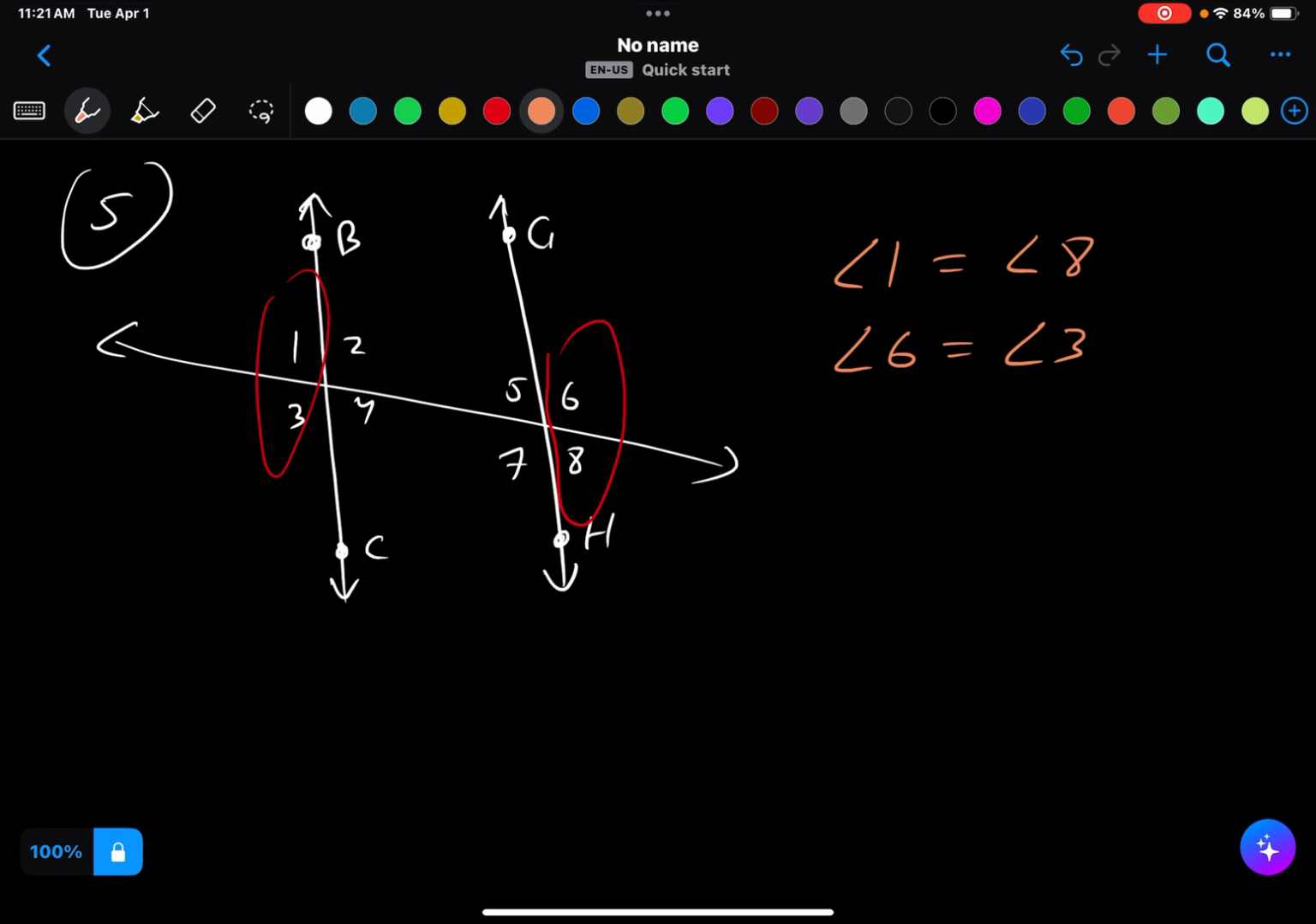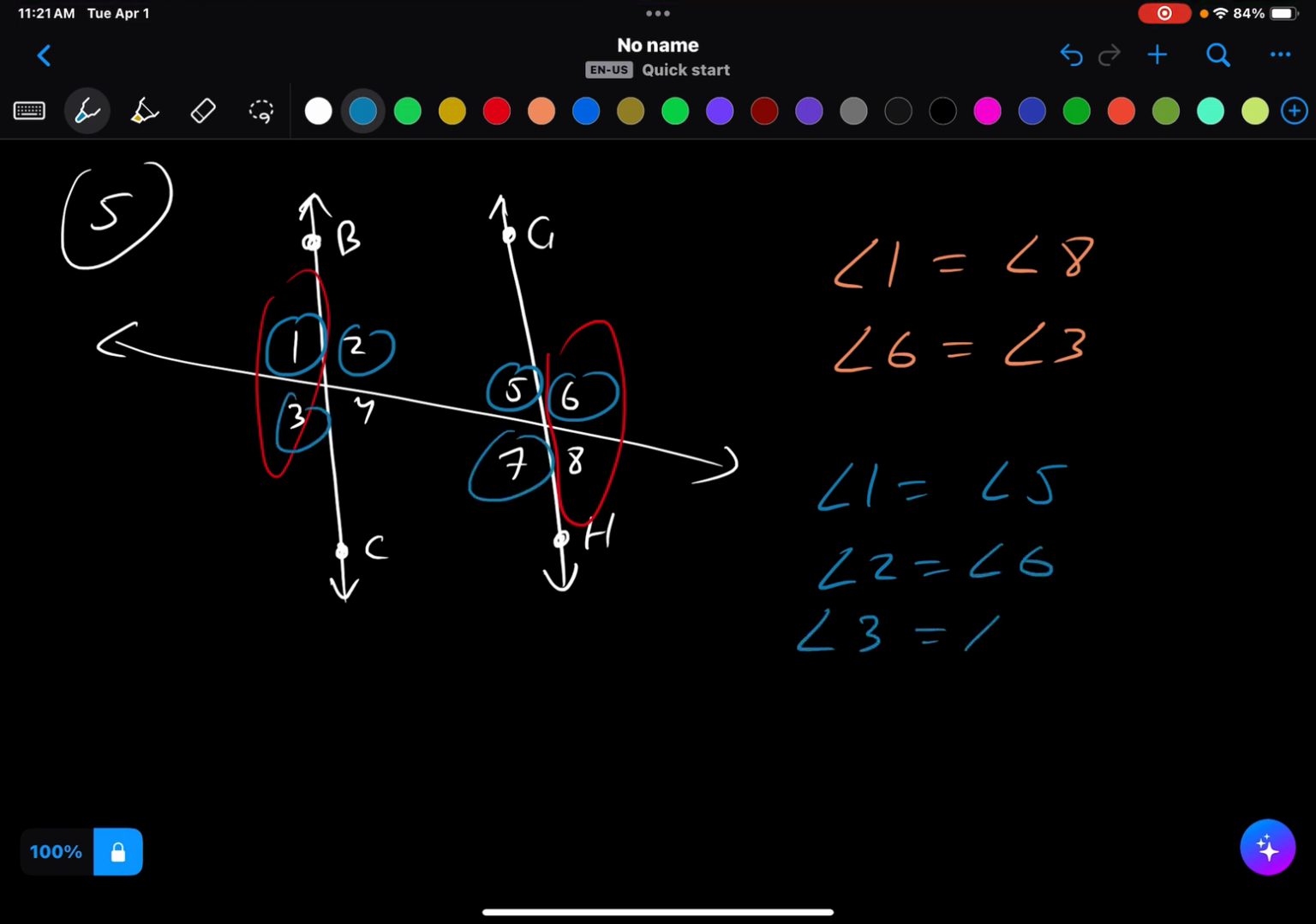Then it says, according to the corresponding angle postulate, which angles are congruent? All right, that's a little different. For corresponding angles, it's going to be angles 1 and 5, right? So angle 1 is equal to angle 5. It's also going to be 2 and 6, so angle 2 is equal to angle 6. It's going to be 3 and 7, so angle 3 is equal to angle 7. And then it's going to be 4 and 8. Angle 4 equals angle 8.